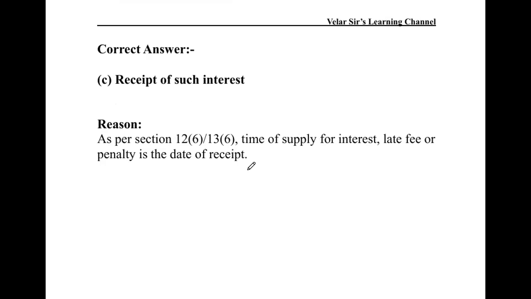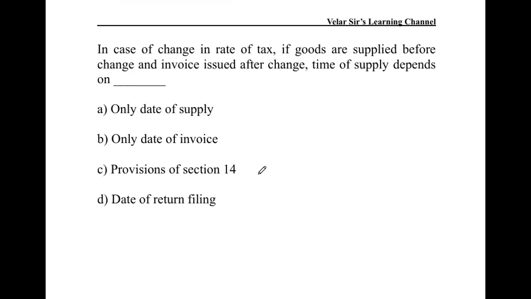The reason is given as per section 12 subsection 6 or 13 subsection 6, time of supply for the interest and the late fees or the penalty is the date of receipt. When the interest or the late fees or the penalty is received, that date will be considered as what? Time of supply. Okay.